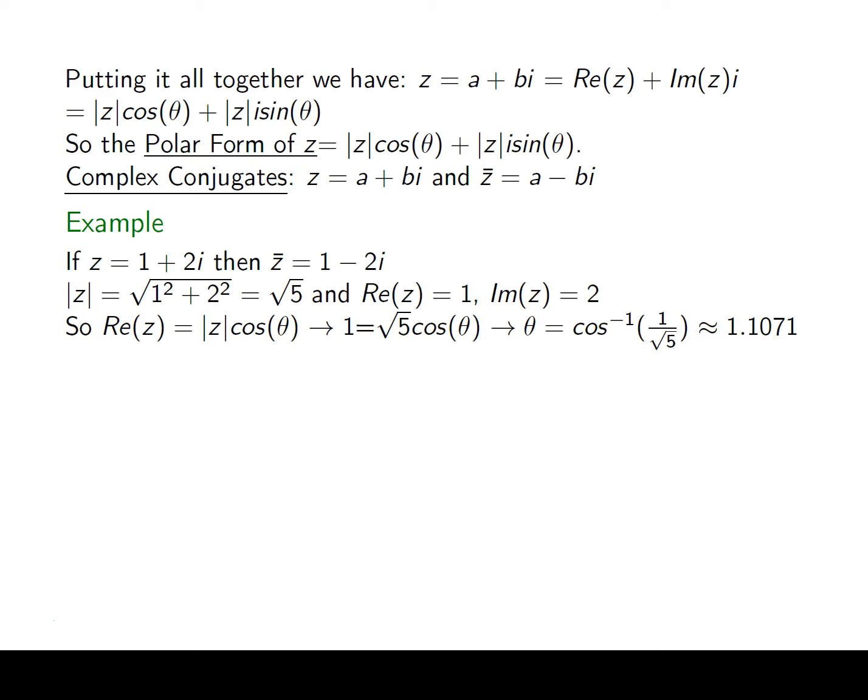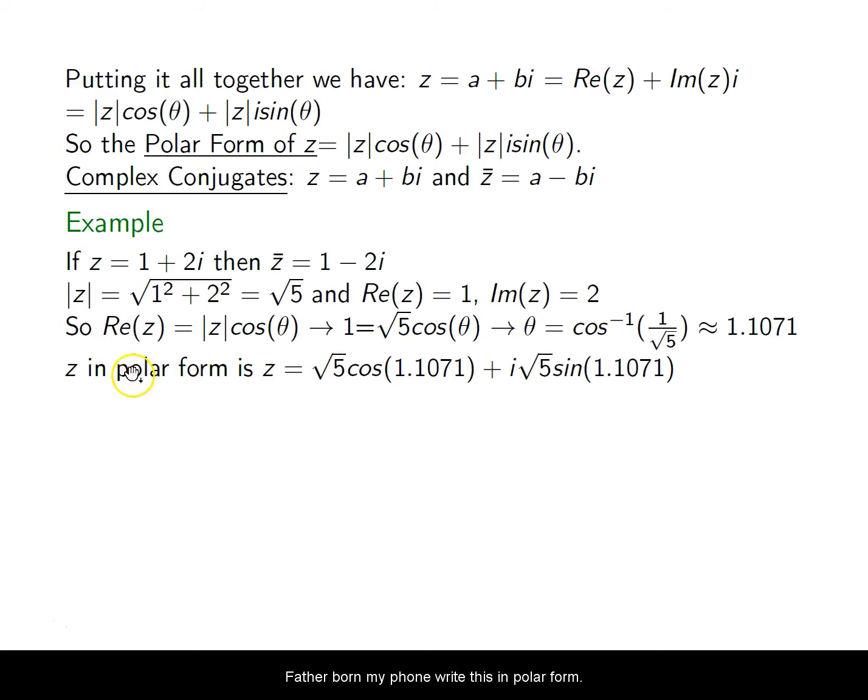So, in polar form, if I want to write this in polar form, I have my modulus, root 5, times cosine of the angle in radians, plus i times my modulus, root 5, times sine of my angle. So I have my modulus, I can put this into polar form. You can do all of that just from your complex value. As long as you know a and b, you can find the modulus. Once you find the modulus, you can find your argument.